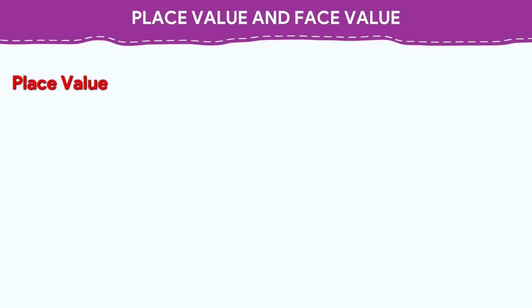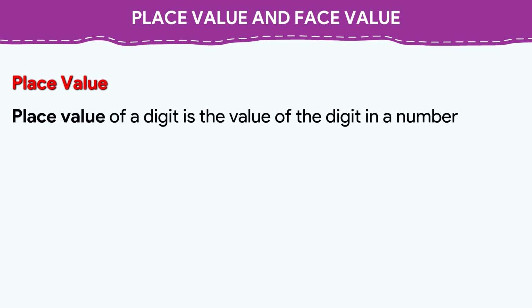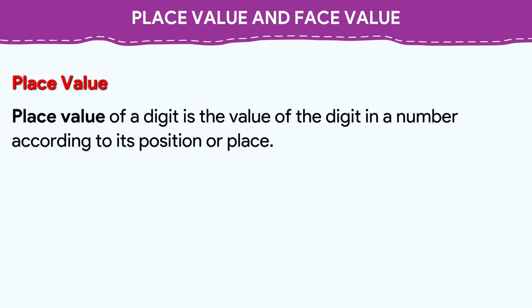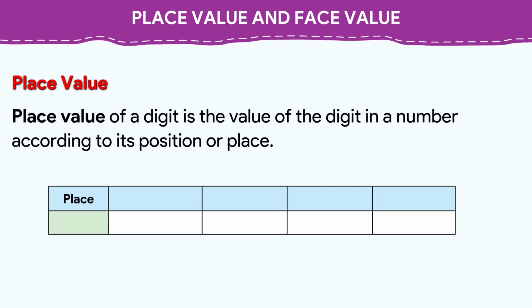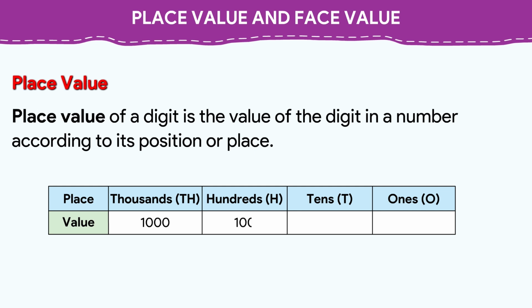Place value and face value. Place value. Place value of a digit is the value of the digit in a number according to its position or place. Place: thousands, hundreds, tens, ones. Value: 1000, 100, 10, 1.